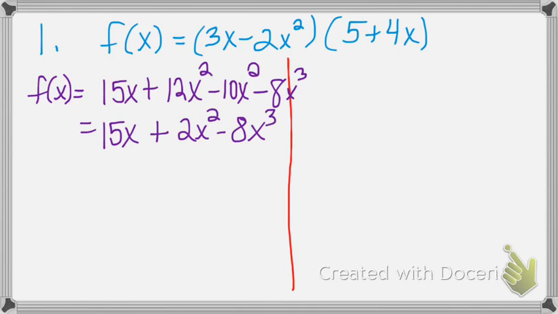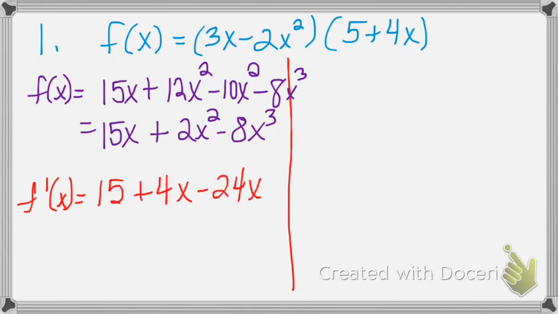And now if I want to find its derivative, I can just use the power rule like we did. And you get 15 plus 4x minus 24x squared. I personally think that's easier than doing the product rule in this problem, but I wanted to show you that you still could use the product rule. It just takes a little bit more work.